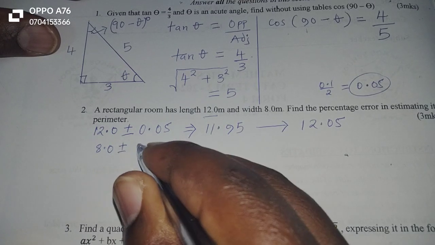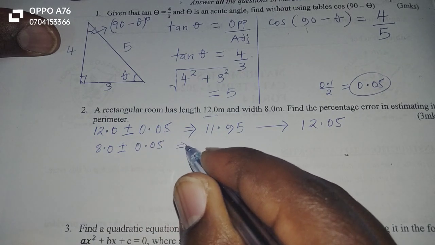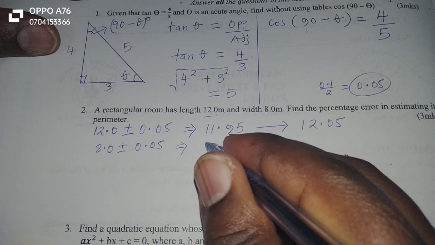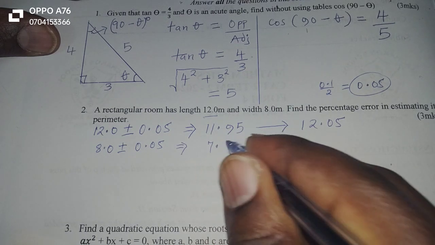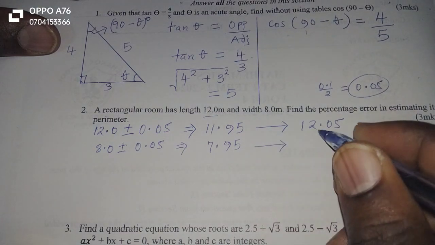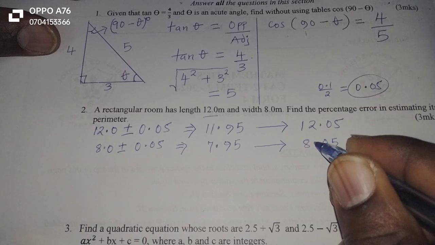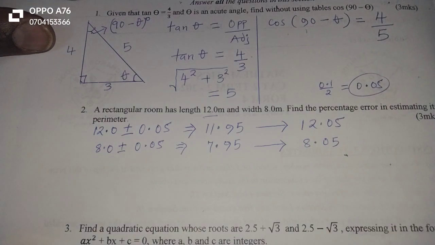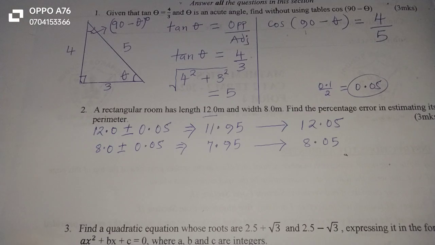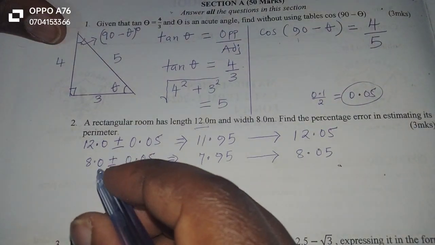So we also add and subtract the same absolute error, bearing in mind that they have been recorded to the same accuracy. So this is going to be 7.95, the upper limit being 8.05. So those are the limits of the recordings for these two dimensions. The other thing now is to get the maximum perimeter.